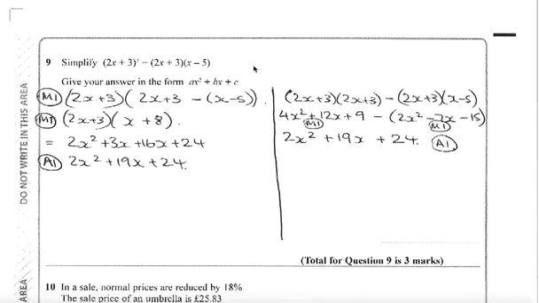Question 9. I think most of you will do this method on the right. So we can multiply out both brackets. 2x plus 3 times 2x plus 3 is 4x squared plus 12x plus 9. And then we need to be careful on the right. We've got a minus sign here. So work out everything else in a bracket first of all. And then when we take away, we're going to have plus 7x to make 19x and plus 15 to make 24.